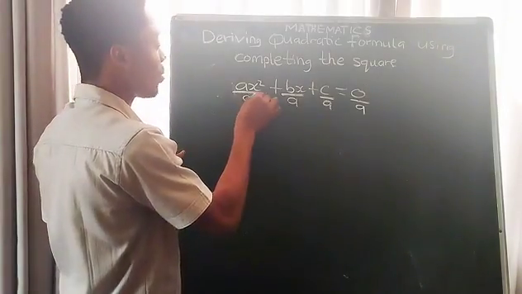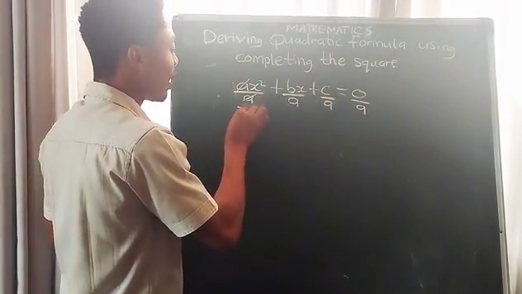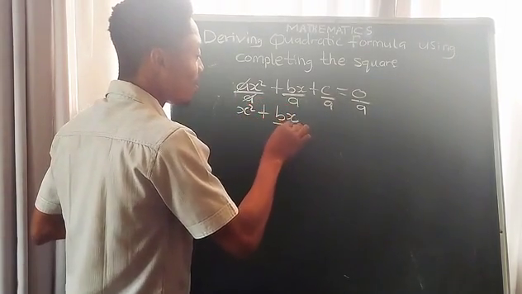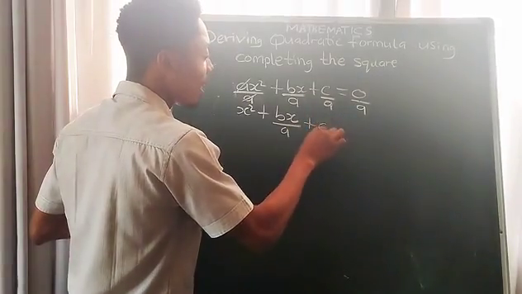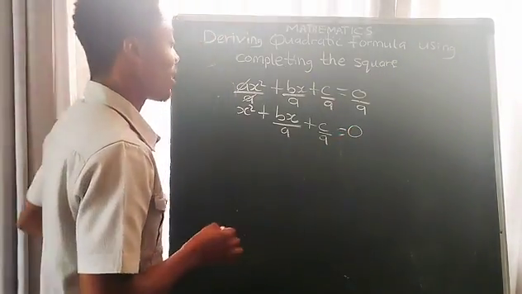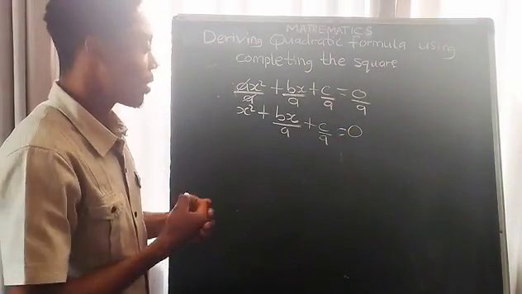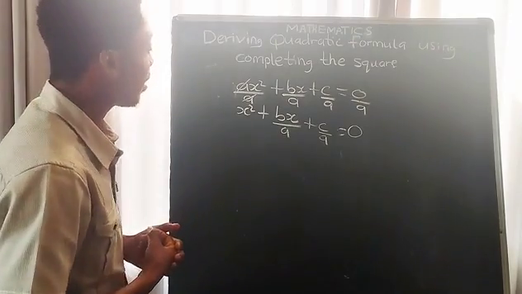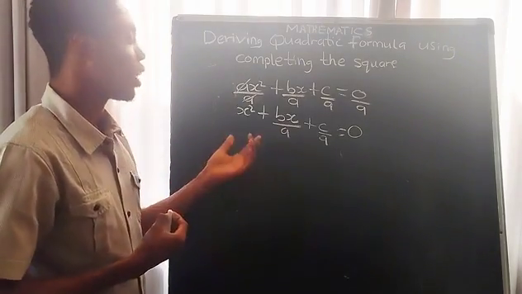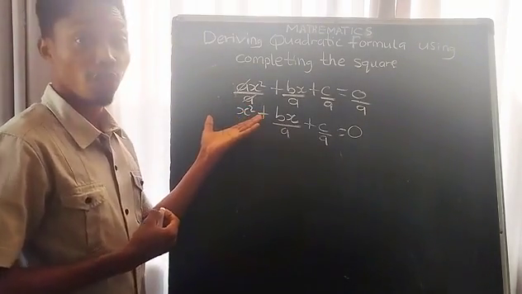So this expression now becomes x squared plus bx all over a plus c over a. Of course, 0 divided by a is going to give you 0. The next step is also quite simple. You can see that we have reduced the coefficient of x squared to just 1.